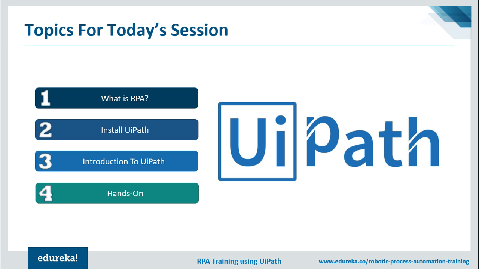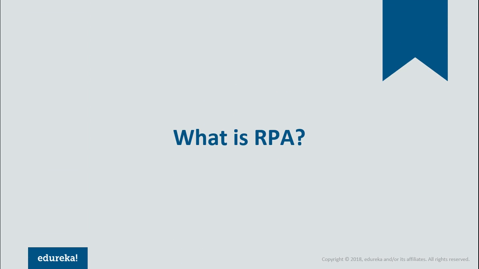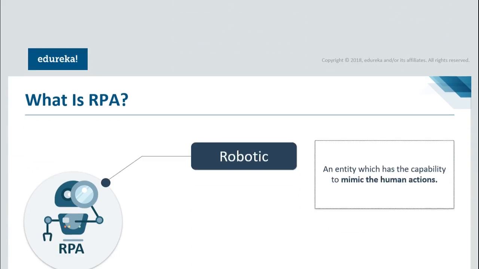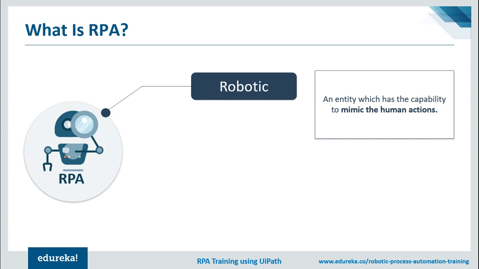Alright, so now let's get started with the first topic for today's session, that is what is RPA. RPA is an acronym for Robotic Process Automation. Let's understand this term one by one, starting with robotic first. Robotic means any entity which tries to mimic human actions and perform complex tasks can be termed as robotic, right?